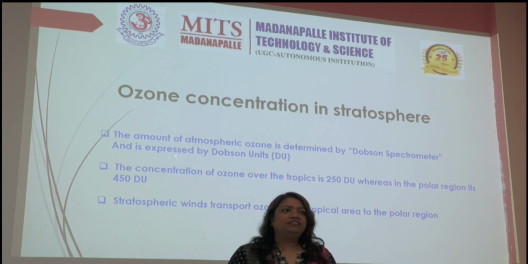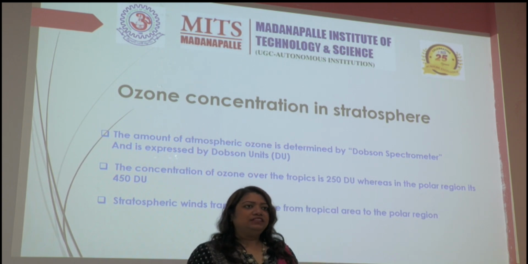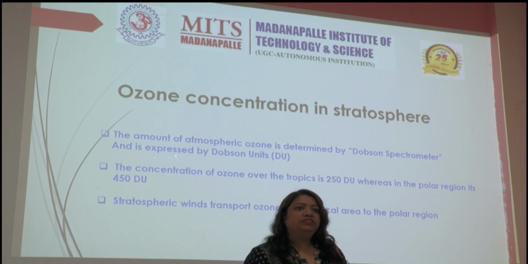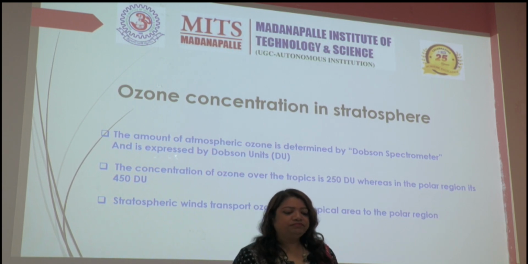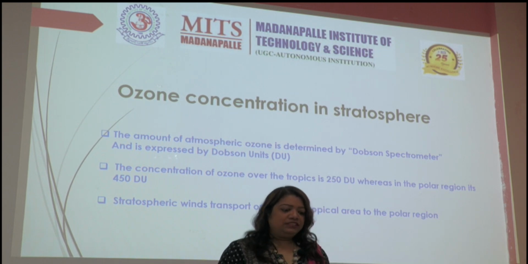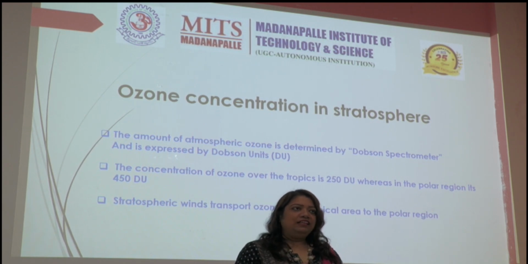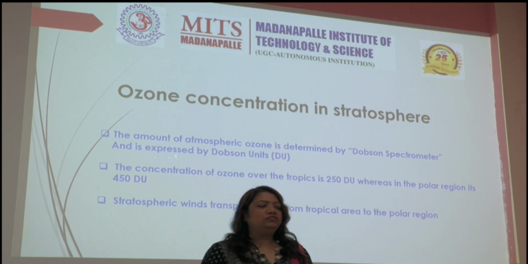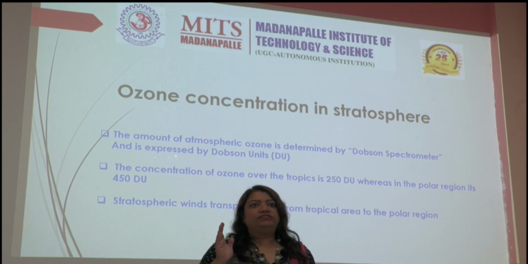Now I am going to discuss the concentration of the ozone layer in different places of Earth. Ozone concentration is represented in Dobson units. In the tropic region, the ozone concentration on average throughout the year is about 250 Dobson units, whereas in the polar region it is always more than 450 Dobson units.